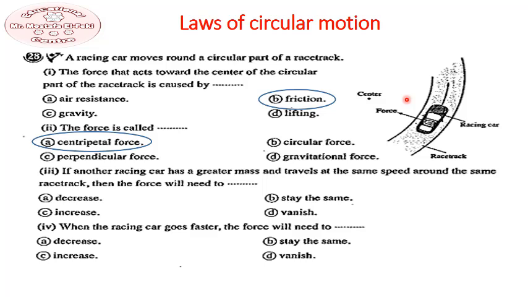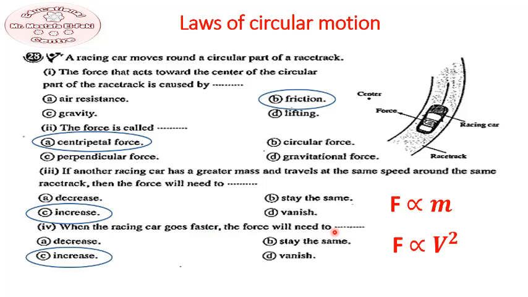If another racing car has a larger mass, and they travel at the same speed around the same racetrack, then the force will be, since the force is directly proportional to the mass, so when the mass increases, the force increases. When the racing car goes faster, the force will be, since the force is directly proportional to the velocity, then the force also will increase.